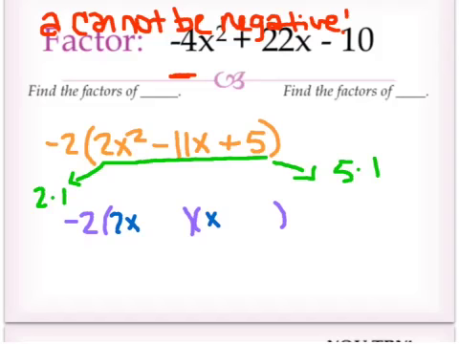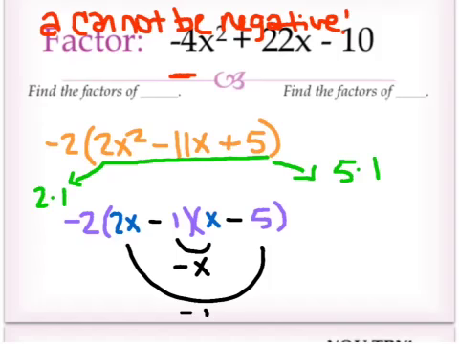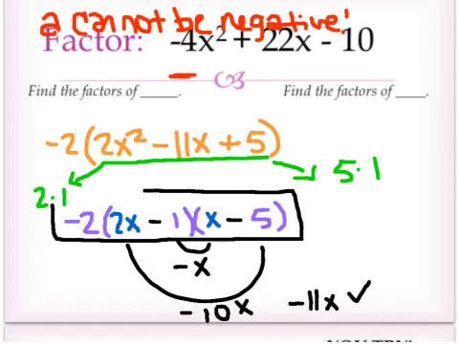Now remember, I need to add up to 11 here. So if I were to try to put the 1 here and the 5 here, well, that's going to give me 2 and 5. That's not big enough. So I need to put the 5 here and the 1 here. Now checking my signs, same sign, both negative. Let's check my inners and my outers. Negative x. This gives me negative 10x. Those give me negative 11x. So hooray, this is it, completely in factored form.